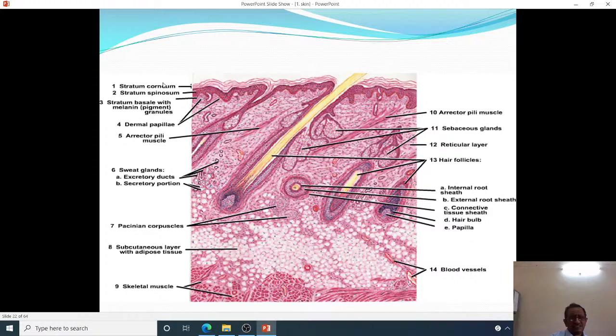we have the stratum corneum, then the stratum spinosum. That means here we are seeing no stratum lucidum and no stratum granulosum. And finally, we have the stratum basale and dermis. In the dermis, we have the hair follicle, and by the side of the hair follicle, we have the sebaceous glands, and of course, they are pouring their secretion into the hair follicle itself.